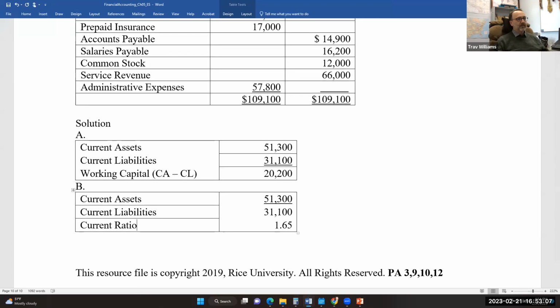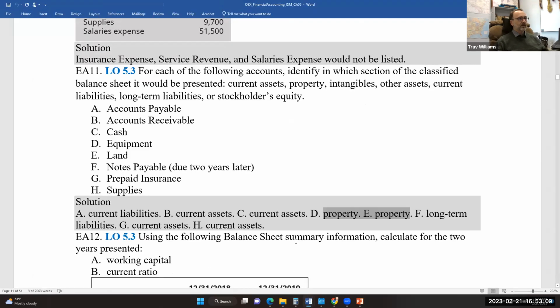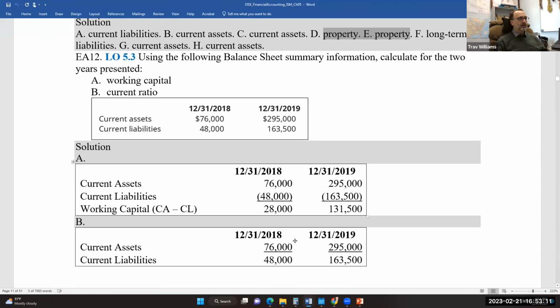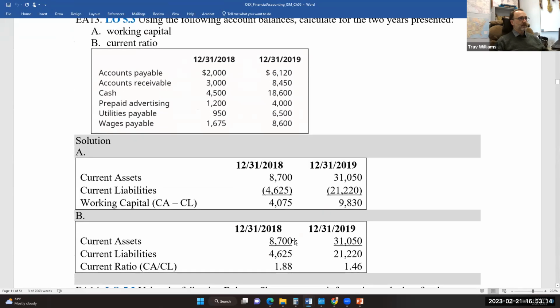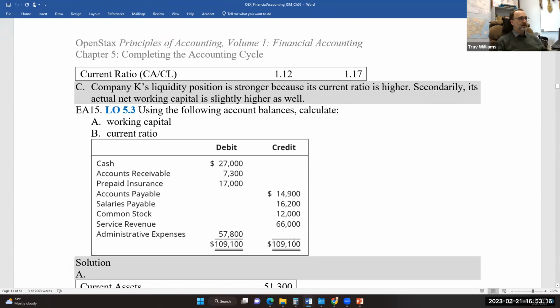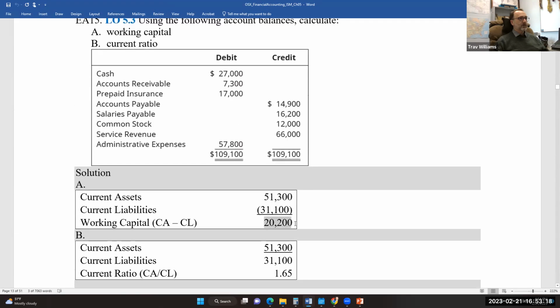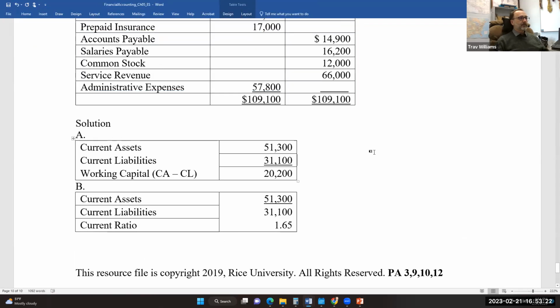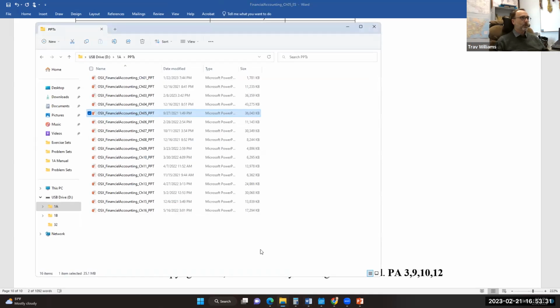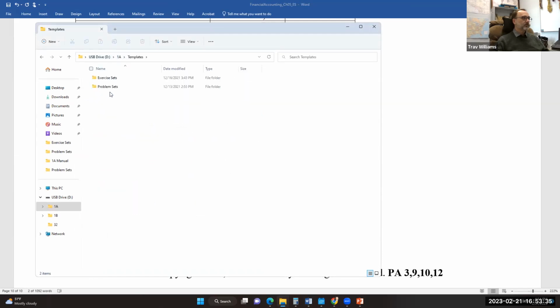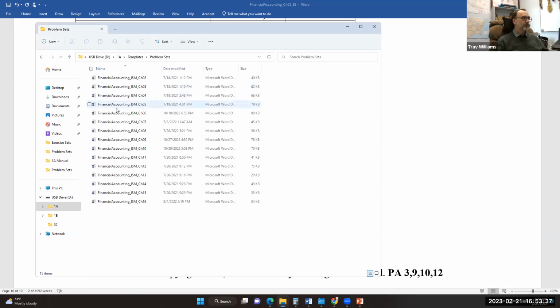Okay, so let's check that. Should be 20,200. Which one is this? Number 15. 20,200. Yeah, we got that right. Very good. We're done with the exercise set, and it's not even 5 yet. All right, so let's go to the problem set and do 4 problems. And we will be done.